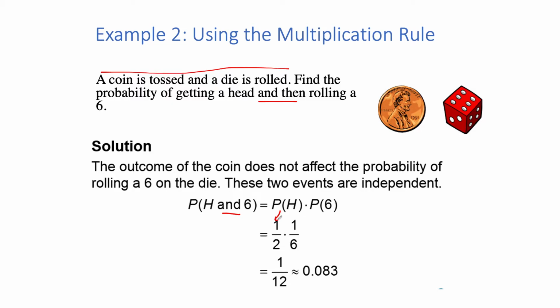So one of two things can happen, a head or a tail. There are two outcomes, and only one of them satisfies the conditions of my event. So the probability here is 1/2. And when I roll a die, there are six possible numbers which can show up. Only one of them is a six, so the probability of rolling a six is 1/6. So the probability of tossing a coin and getting a head and then rolling a die and getting a six is 1/2 times 1/6, or 1/12. So this is a case where the two events are independent.